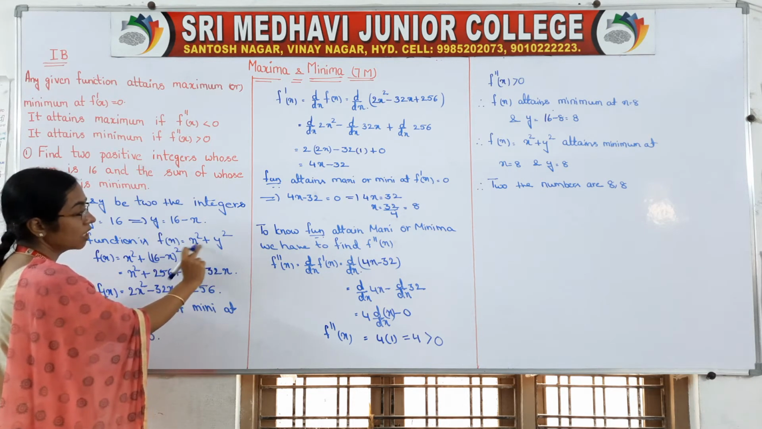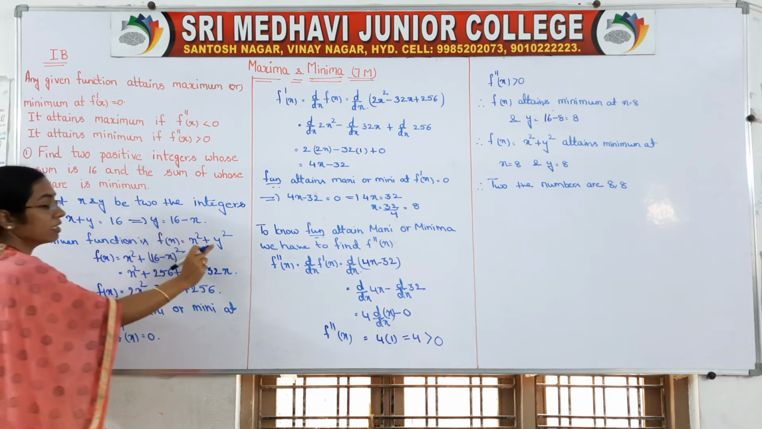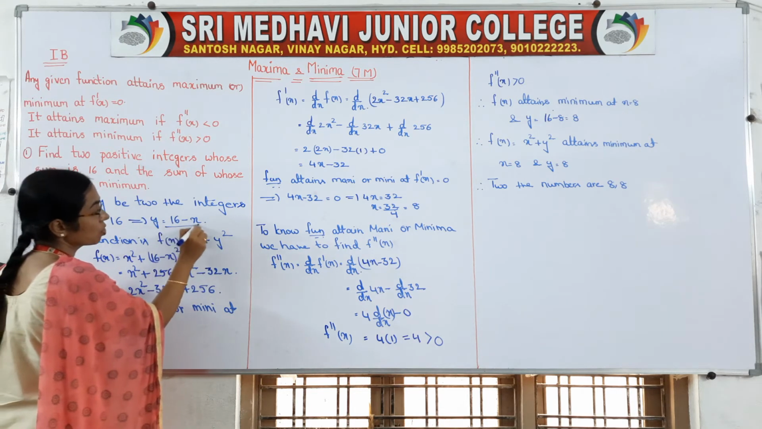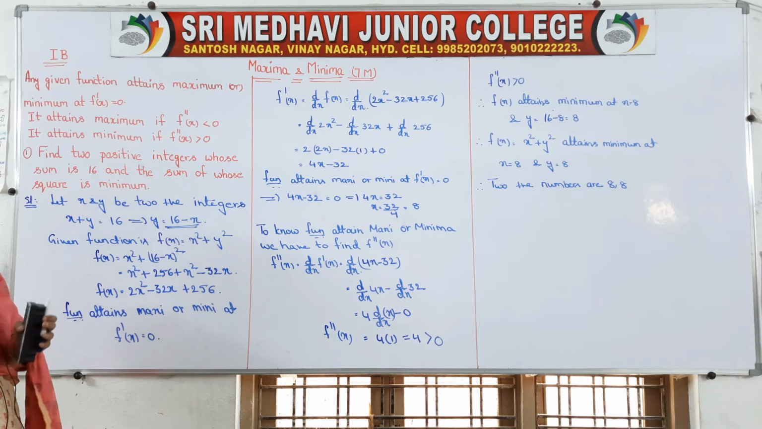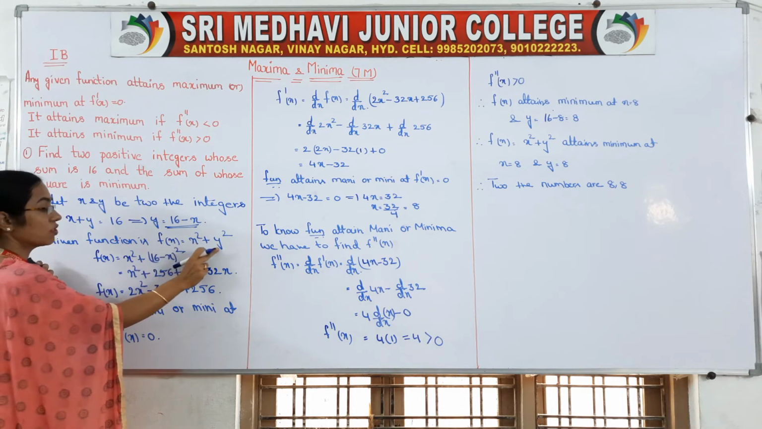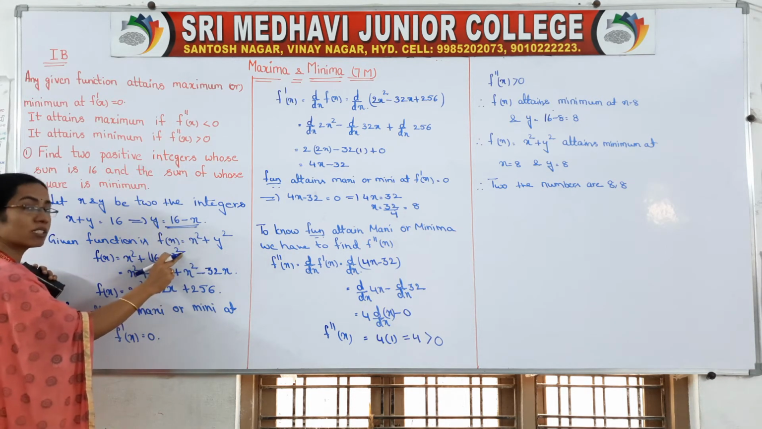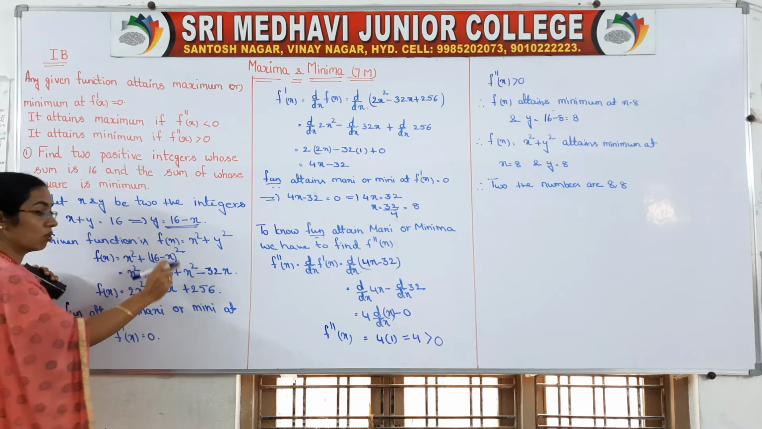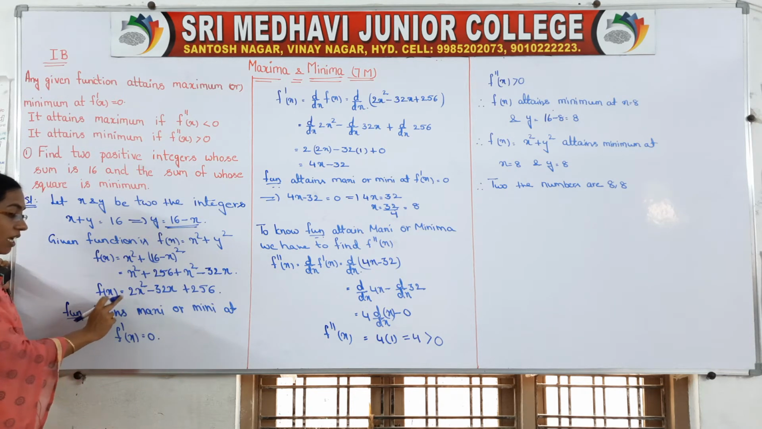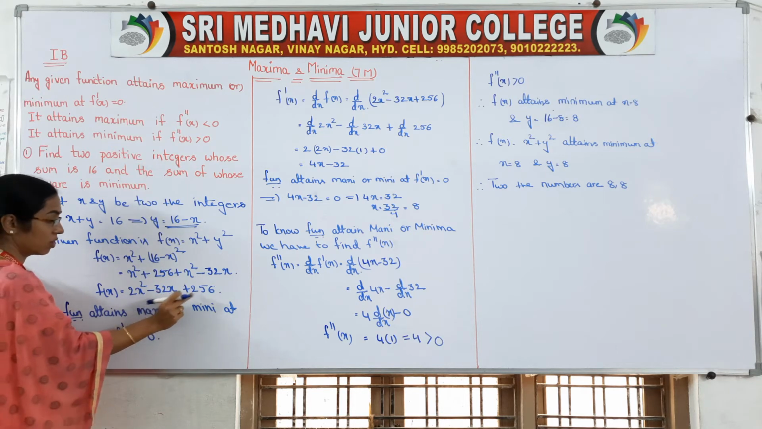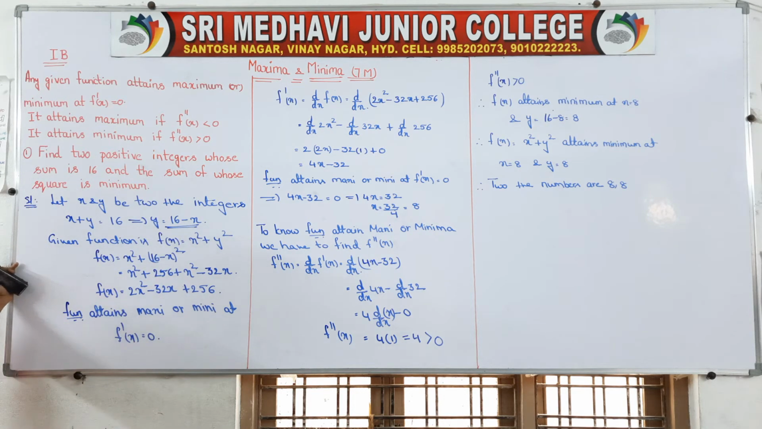In the place of y you substitute 16 minus x, so that the entire equation will be in terms of x and we can differentiate with respect to x easily. So instead of y, 16 minus x whole square, a minus b whole square form. Then you will get your f of x value as 2x square minus 32x plus 256.